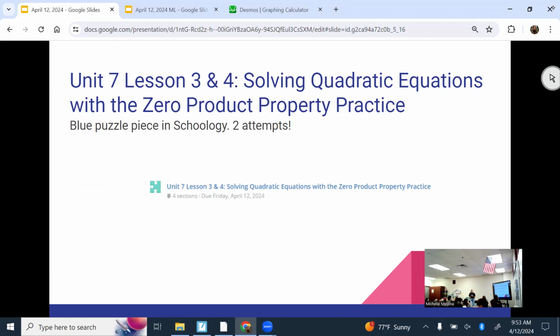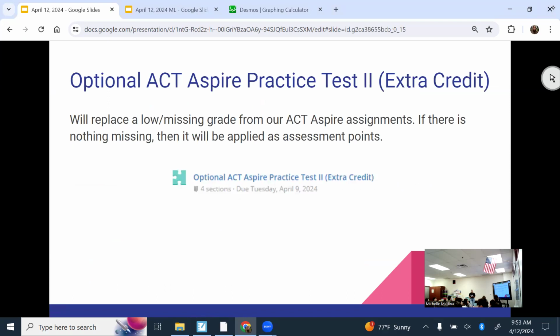I will probably stop reminding you about this. I've talked about it a lot. If you lost points on the ACT and want those points back, do this extra credit.